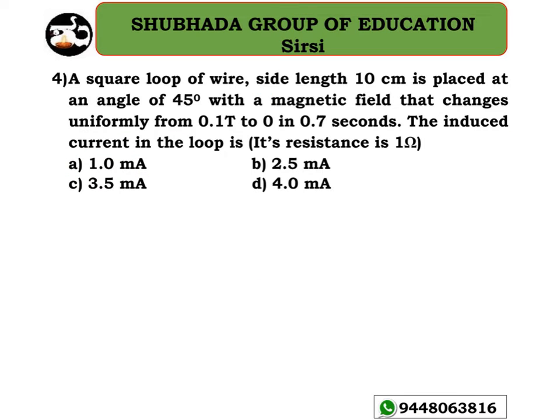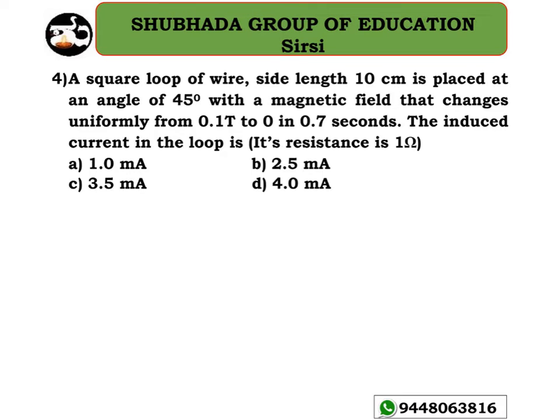The next problem is, a square loop of wire of side length 10 cm is placed at an angle of 45 degree with the magnetic field that changes uniformly from 0.1 Tesla to 0.0 in 0.7 seconds. The induced current in the loop is, and its resistance is given as 1 ohm here.